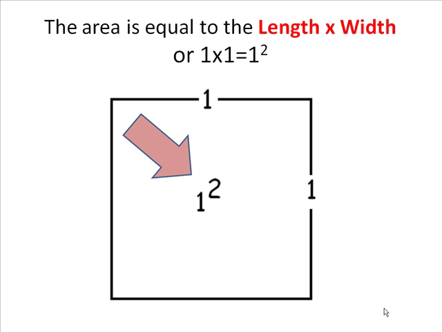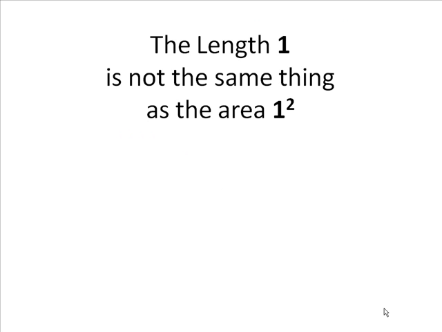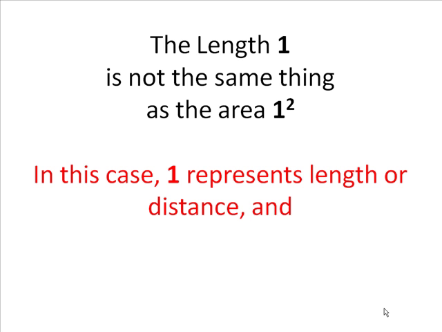The area is equal to the length times the width, or in this case, 1 times 1 is equal to 1 squared. The length 1 is not the same thing as the area 1 squared. In this case, 1 represents length, or distance, and 1 squared represents area.